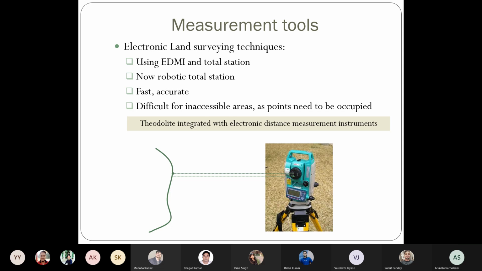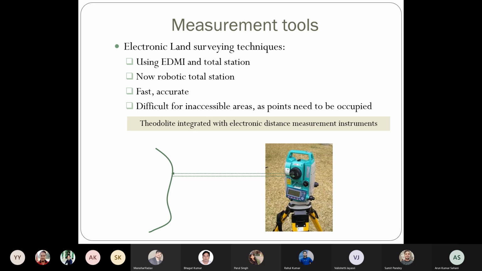So briefly, if I consider the EDMI, in EDMI there is an internal energy source, that is a laser beam. Once you switch on the instrument, a laser beam is fired from the laser source. It travels in a straight line and hits the target point where you focus it. Again, there is a return signal, and that return signal is sensed by the EDMI sensor. So based on the beam transmission and reception, the distance is measured.